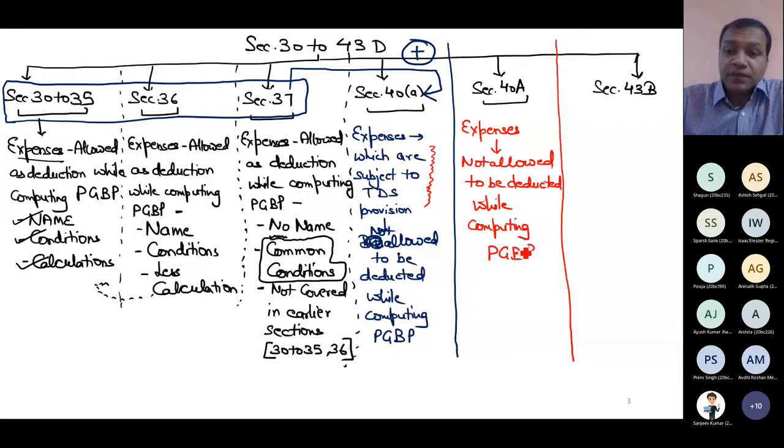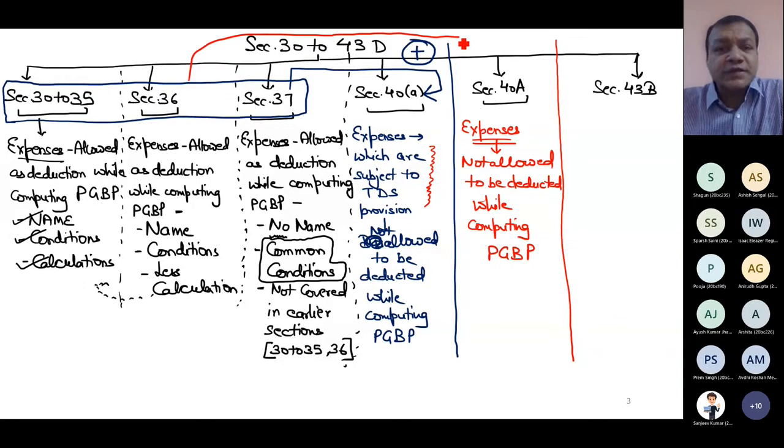Here also the same thing. First of all, these expenses must be those which are covered under any of these categories. Once an expenditure has passed the test of 30 to 35 or 36 or 37, then it is possible that I need to check something extra. 40 capital A talks about those extra conditions. Let me tell you some examples. Payment to relatives is one point which is mentioned.